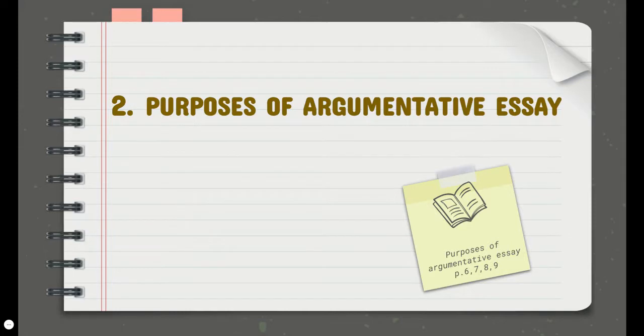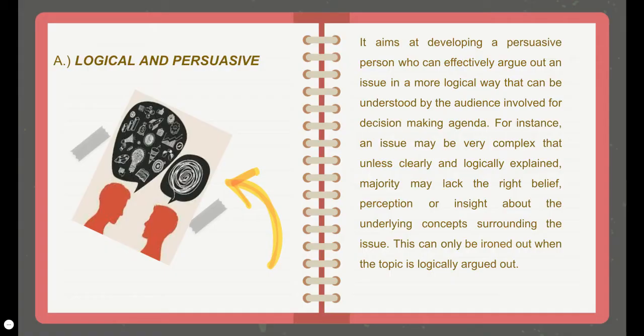The following are the purposes of an argumentative essay. Logical and persuasive. It aims at developing a persuasive person who can effectively argue out an issue in a more logical way that can be understood by the audience involved for decision-making agenda. For instance, an issue may be very complex that unless clearly and logically explained, the majority may lack the right belief, perception, or insight about the underlying concepts surrounding the issue. This can only be overcome when the topic is logically argued out.